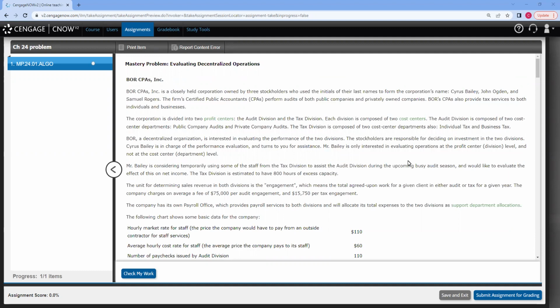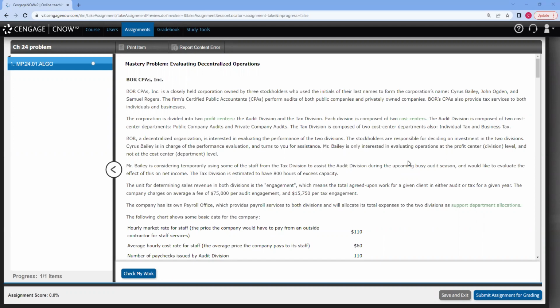So keep in mind that this problem may be generated algorithmically. So the numbers you see in what I'm explaining may be a little bit different than what you see in your own problem. But the processes we follow to find those numbers are going to be the same.